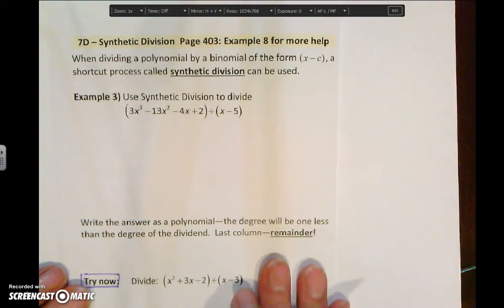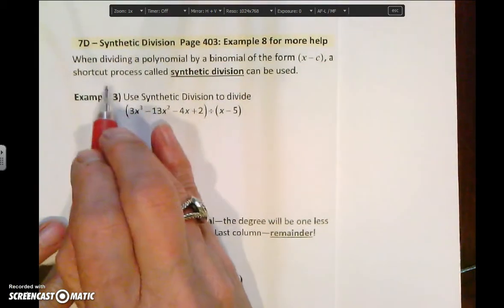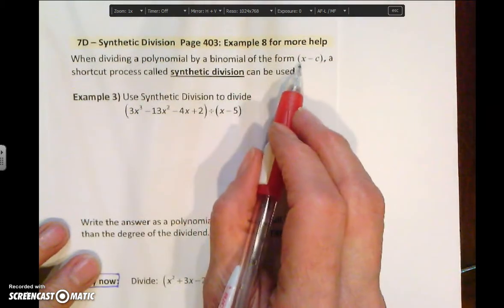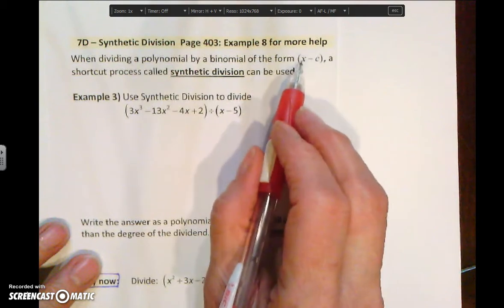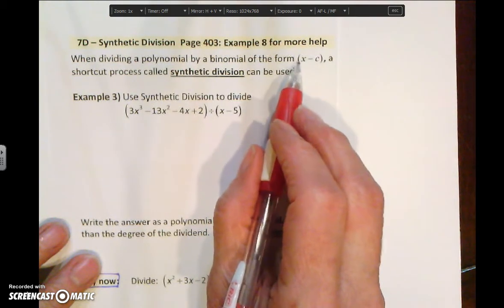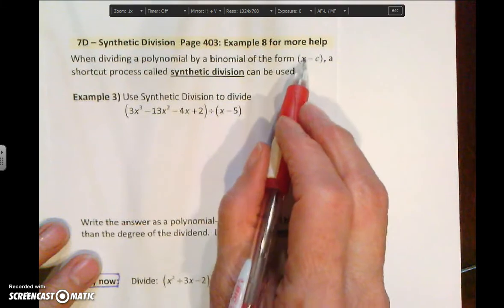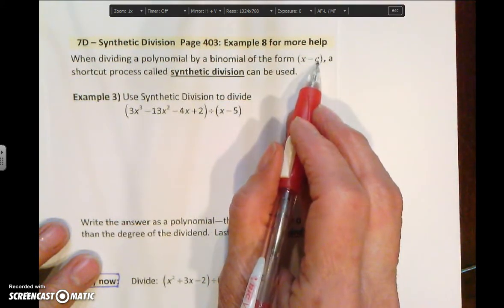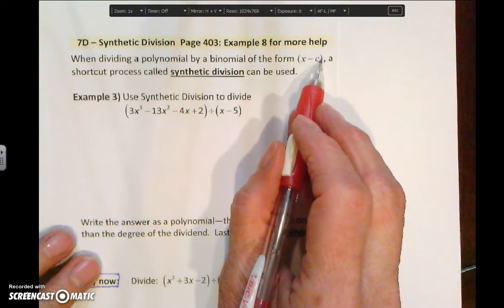We're now going to be learning synthetic division, which is a shortcut process that can be used only when you're dividing by a divisor that's simple like this. Notice that the x does not have a coefficient and it does not have an exponent. It's just going to be a single x minus some number, so x minus c, and that's called synthetic division.